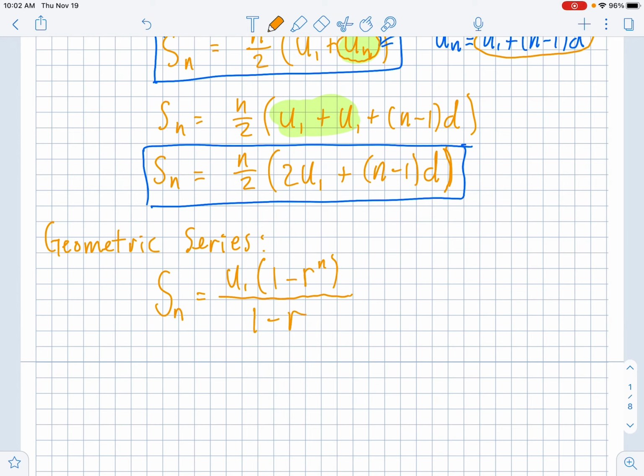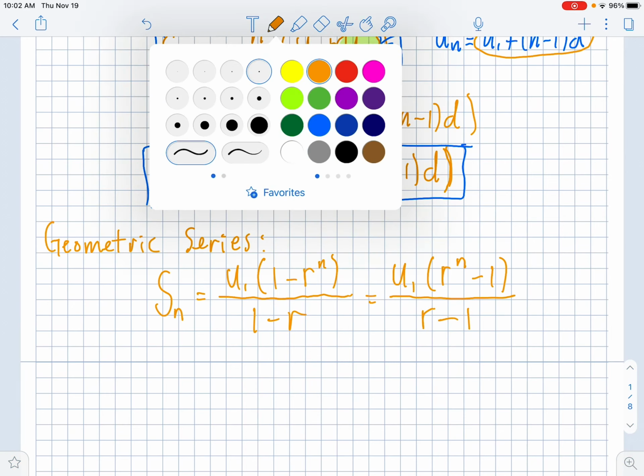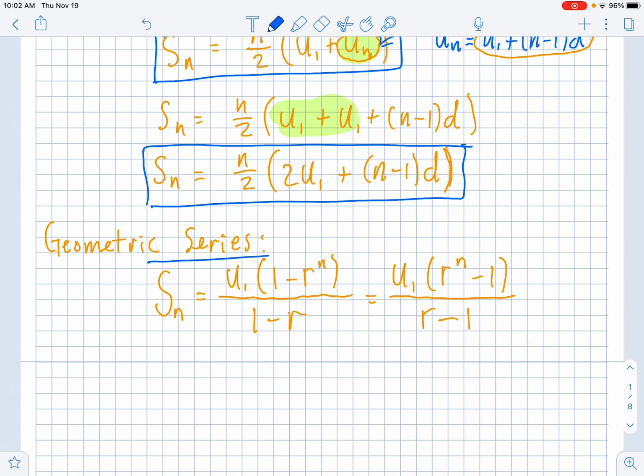An alternate version of this is these two guys and these two guys can switch places. So another way to write this, it's not really different, it's just kind of an algebraic rearranging, is r to the n minus 1, but then you have to keep that pattern on the bottom, and so it's r minus 1 down here. These are both geometric series equations. So you just need to know the first term, the common ratio, and how many terms there are, how many you're adding together.